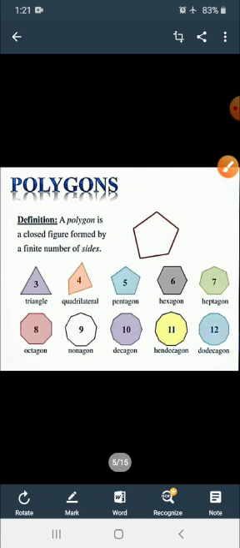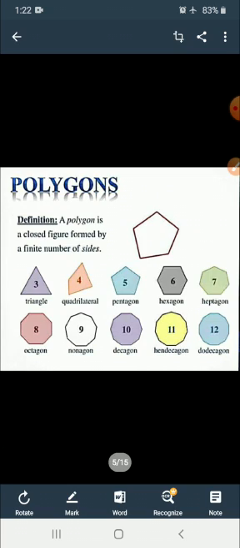A polygon is a closed figure formed by a finite number of lines, either 3 lines, 4 lines, 5 lines, like that. Each one is given one name. If the polygon is made up of 3 lines, it is called a triangle. If it is made up of 4 lines, it is called a quadrilateral, and so on. If it is made up of 12 lines, it is called a dodecagon.